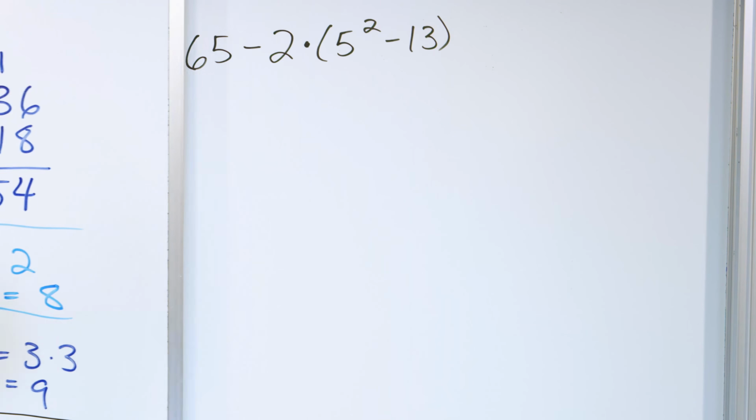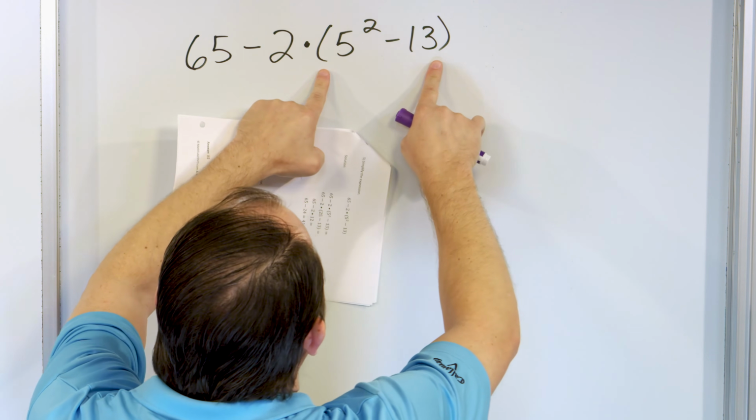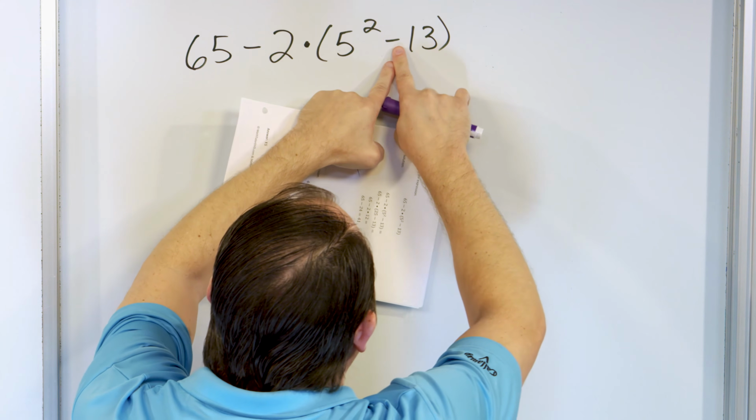All right? So let's go here. The first thing is we must do parentheses. And you see you have parentheses here. So we have to do what's inside. But what we have in here is exponents, and then we also have subtraction.